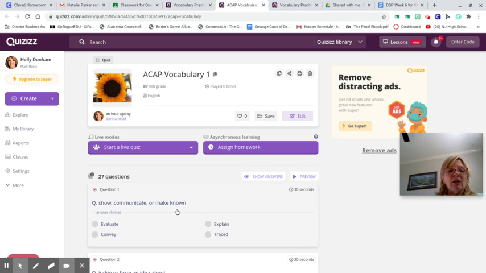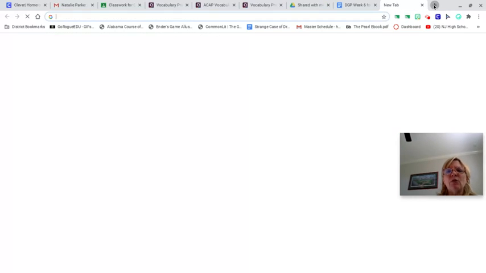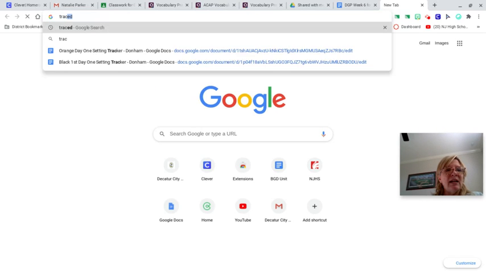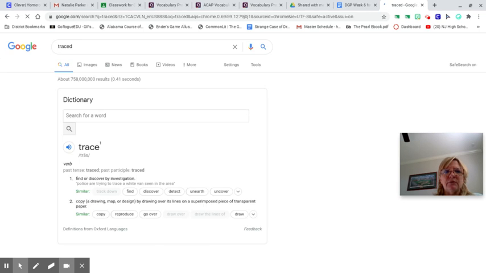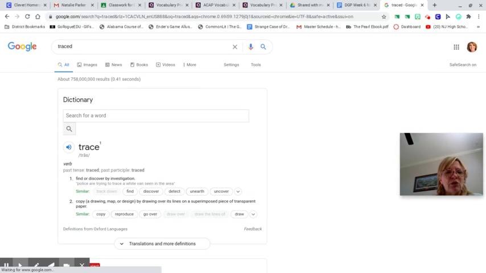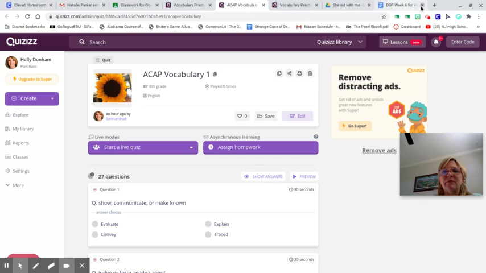Now, these are going to be definitions, and then you match the word that best fits that definition. So let's say you don't know what the word traced means in order to know whether or not it's going to be the right answer. So what you can always do is go over to Google and type in the word traced, and it will give you a definition. So be sure and use this if necessary. If there's a word in the answer choices that you do not know the meaning of, make sure you look it up. And remember the word so that you'll learn a new word.